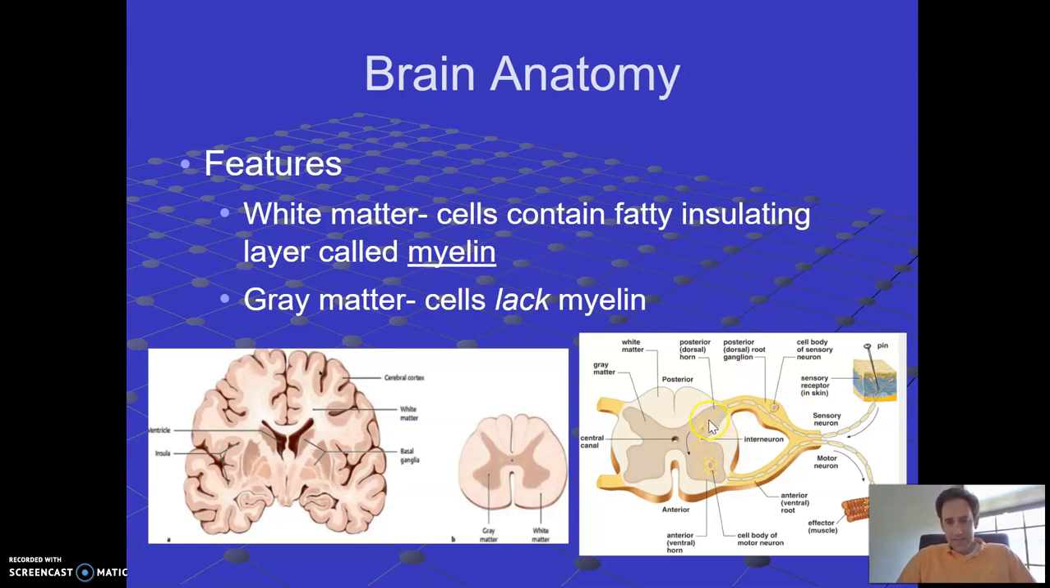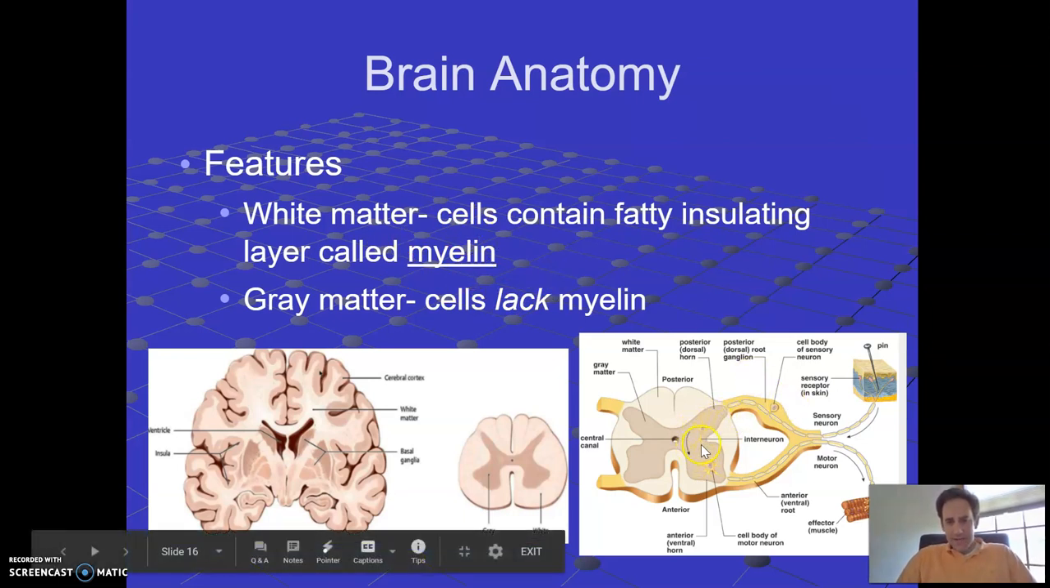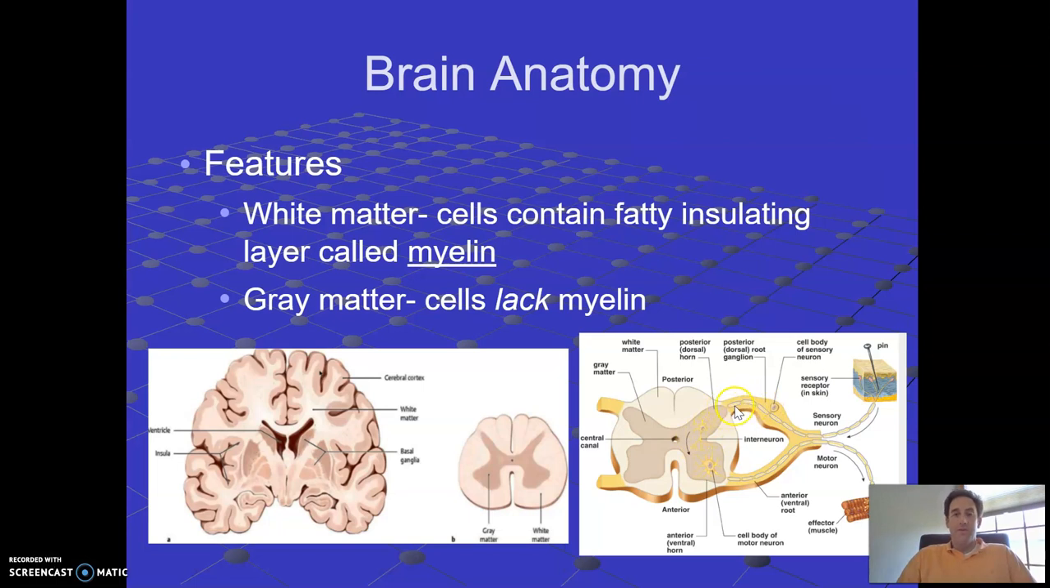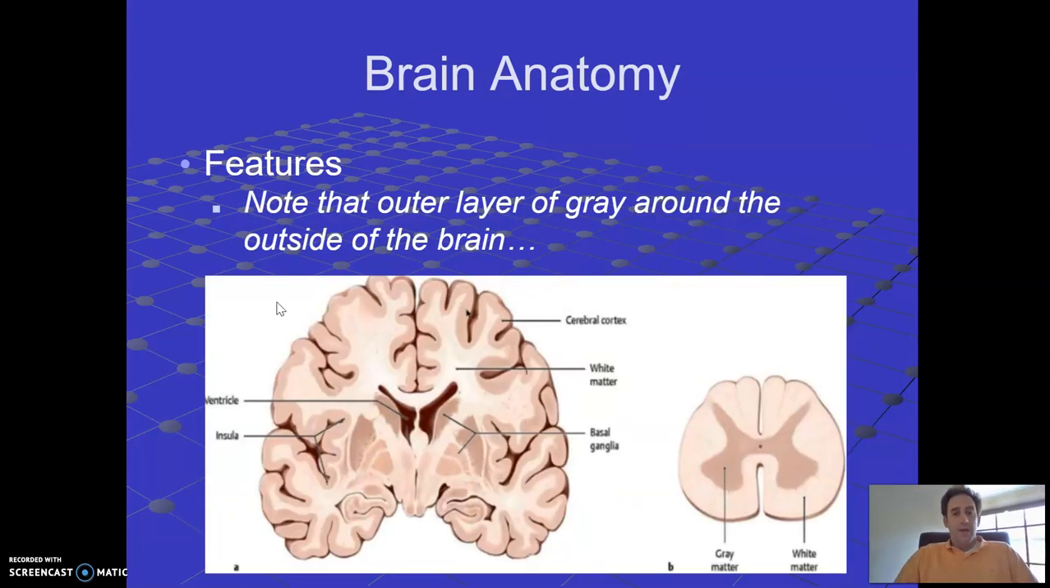You can kind of see that this is a neuron entirely in the gray matter. It does not have myelin. Here's a neuron that is in the white matter. It's actually yellow in this diagram, but you can see these kind of sausage-like things around it. That is the myelin. So the myelin gives the white matter the white color. The gray matter lacks the myelin and is therefore gray. And you'll notice the outer layer of the brain is entirely gray matter.